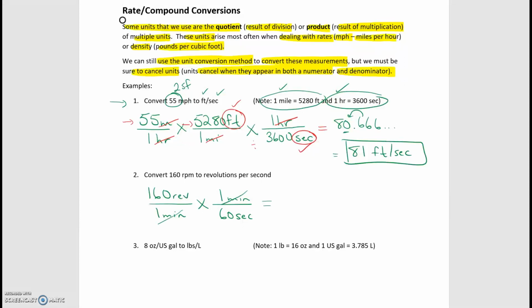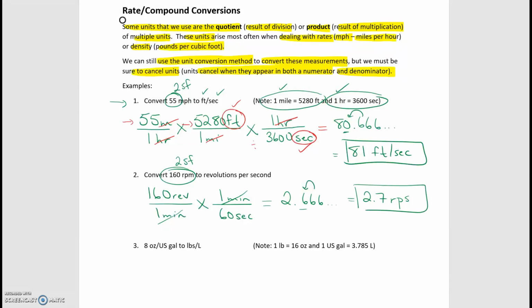And I'm simply dividing 160 divided by 60. That's 2.666 repeating. Again, we want to make sure we know that 160 is two significant figures. So the second significant figure does get bumped up to get a final answer of 2.7 revolutions per second. And that's okay to write it like that.